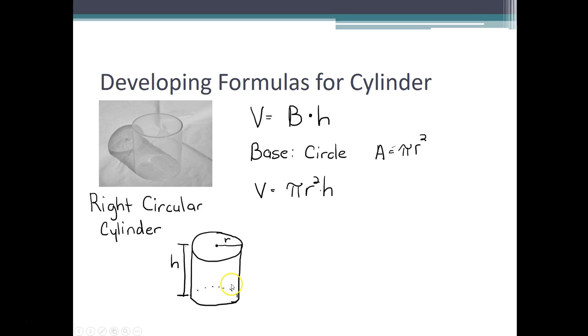Because literally, what you're doing here still is you're seeing, well, how many little cubes would fit on the first layer, and that's what pi r squared, or the area of the circle, tells you. And then the height tells you how many layers of cubes you could put in there. So you're timesing the number of cubes in the first layer times how many layers there are to see how many little cubes fit.